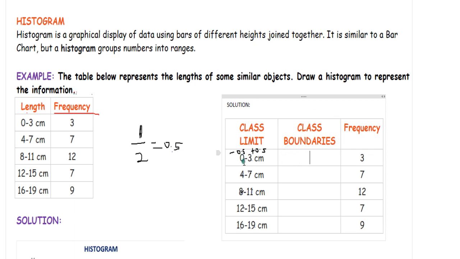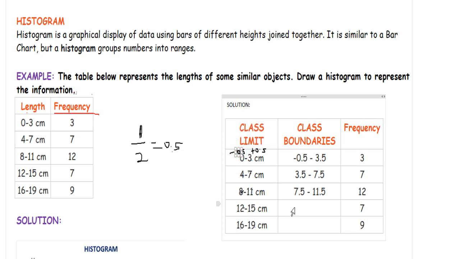Okay, so 0 minus 0.5 is minus 0.5, and 3 plus 0.5 is 3.5. So let's continue. 4 minus 0.5 is 3.5. 7 plus 0.5 is 7.5. 8 minus 0.5 is 7.5. 11 plus 0.5 is 11.5.